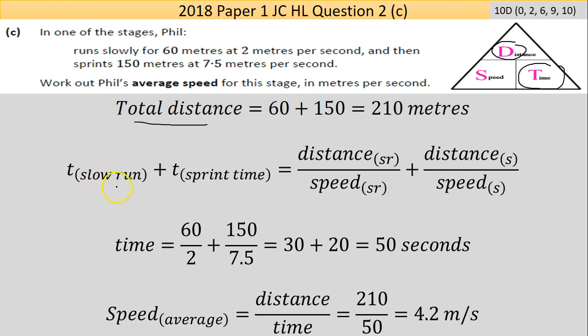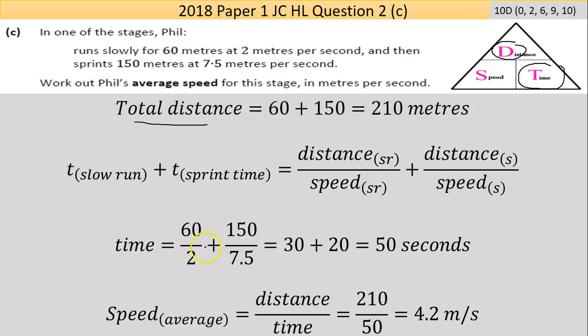Now, if we work out the total time, so we're looking to get this figure. Well, we know that she ran at 2 meters per second for the slow run and 7.5 meters per second for the sprint. I've got this formula from looking at it in reverse, so time is equal to distance over speed. So the total time is the slow run time plus the sprint time. That's equal to the distance over the speed for the slow run plus the distance over the speed for the sprint. We have distance and speed in the question. So for the slow run, it was 60 meters divided by 2 meters per second, plus the sprint, which was 150 meters divided by 7.5.